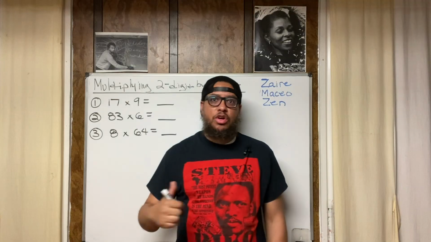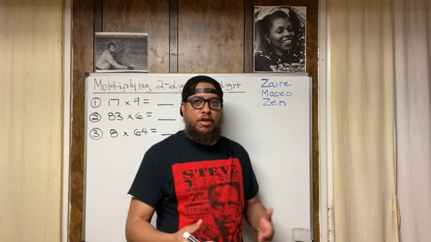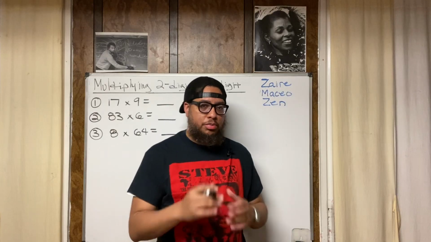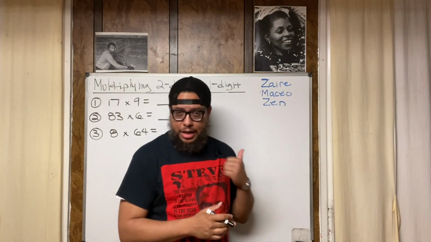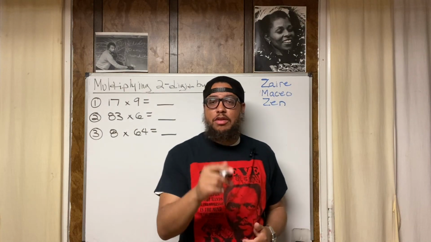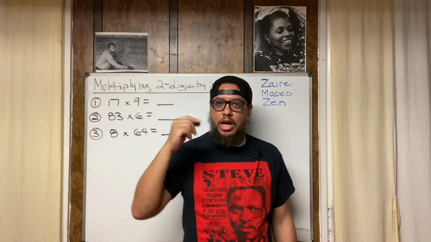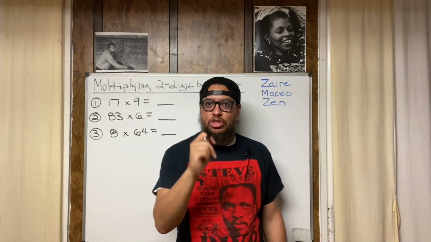Now, this particular video, I'm making this video for three of my nephews, not all my nephews, but just three of them in particular: Zaire, Maceo, and Zen. All right, that's them up there. So Zaire, Maceo, and Zen, if y'all watching this, lock in. Make sure you got paper. Make sure you got a pen or a pencil, right? And don't get distracted.